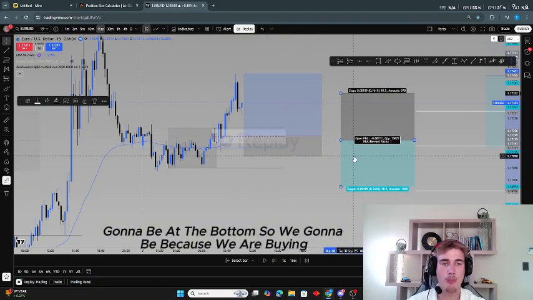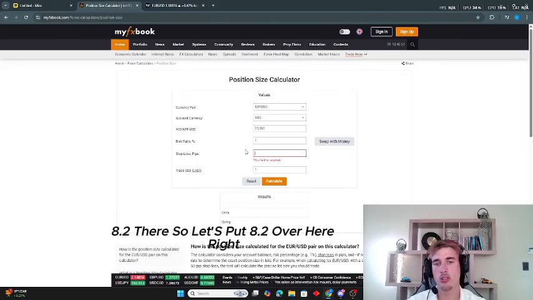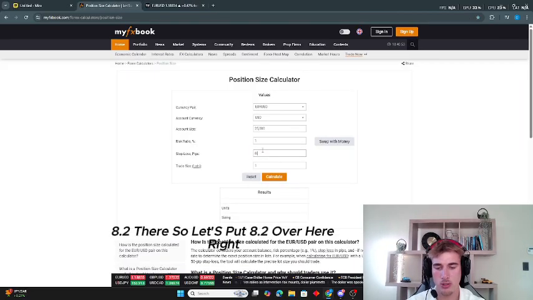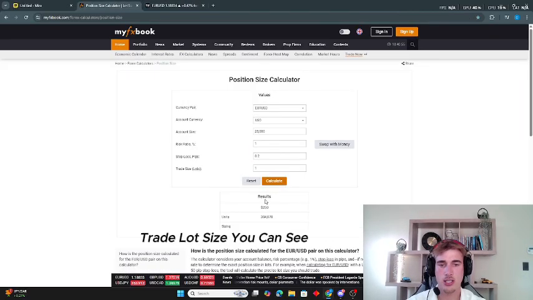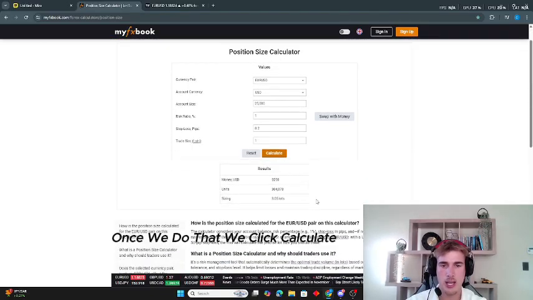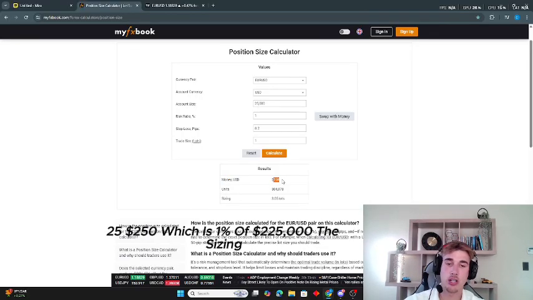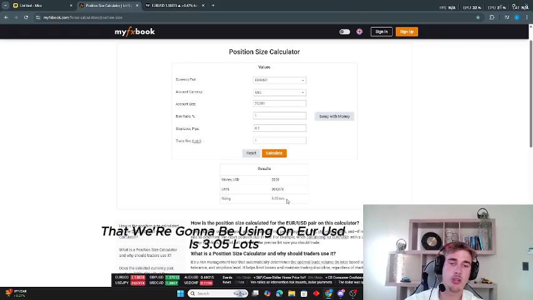So because we are buying, we are using the long position tool, and we're going to put 8.2 there. So let's put 8.2 over here, right? Trade lot size. You can see once we do that, we click calculate. You can see it's quite easy and simple, right? Money USD, $250, which is 1% of $25,000. The sizing that we're going to be using on Euro USD is 3.05 lots.